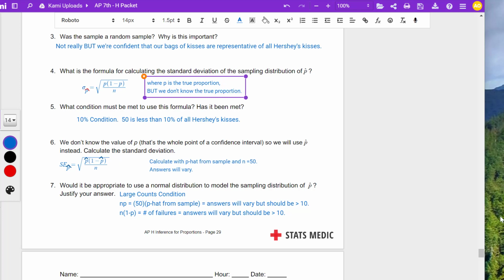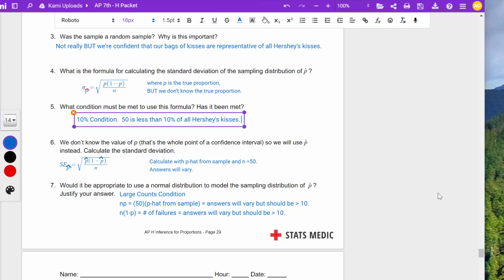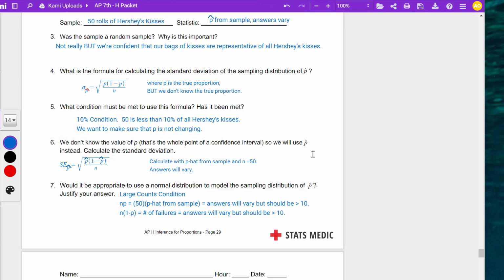What condition must be met to use this formula? It's the 10% condition, because we want to make sure that p is not changing. So that allows us to use the formula. But the problem is we don't know p, so we're going to use p hat, and that changes the name. It becomes the standard error of p hat instead of the standard deviation for the sampling distribution.